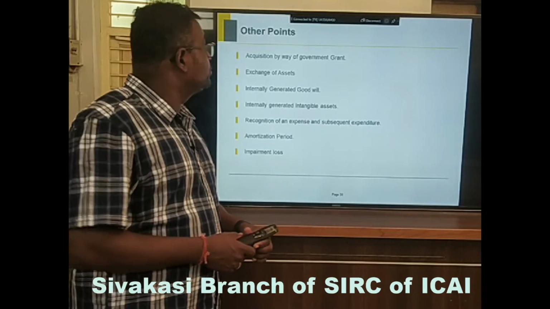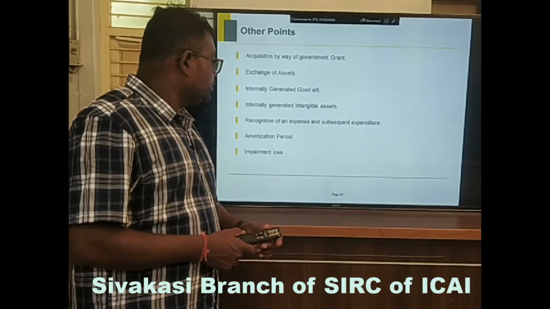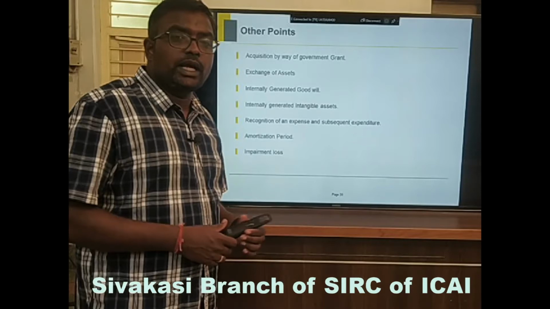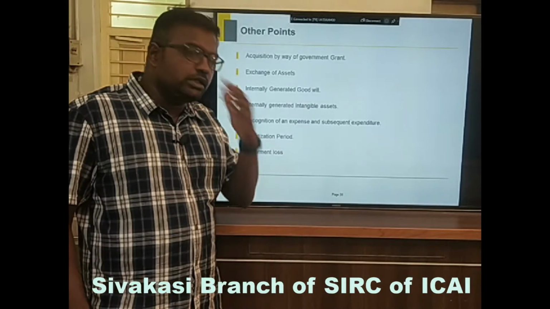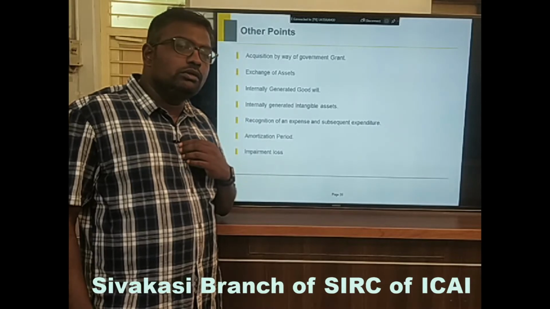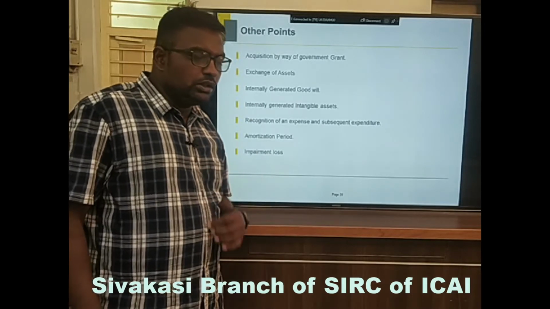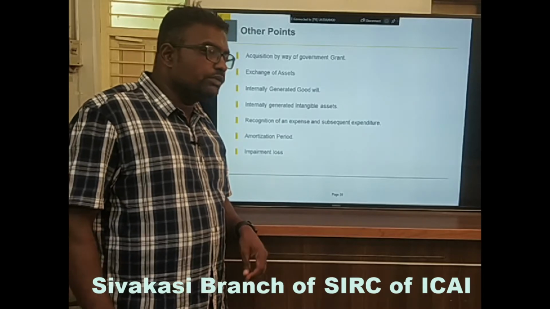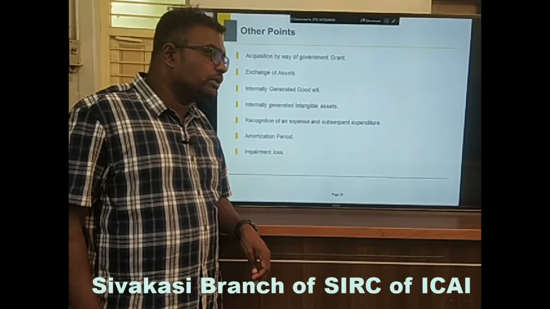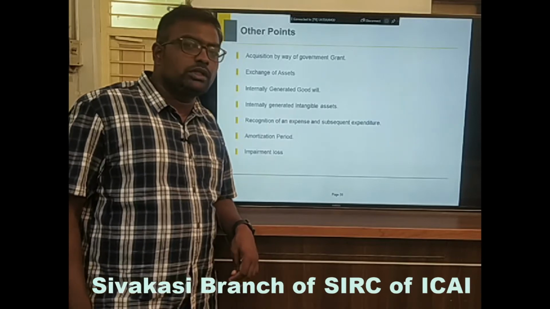Amortization period: again the standard says the maximum allowed for an intangible asset in India is 10 years. It is not necessary that you keep 10 years for all assets. For example, some license maybe you have purchased for 2 years, so you have to amortize over 2 years.